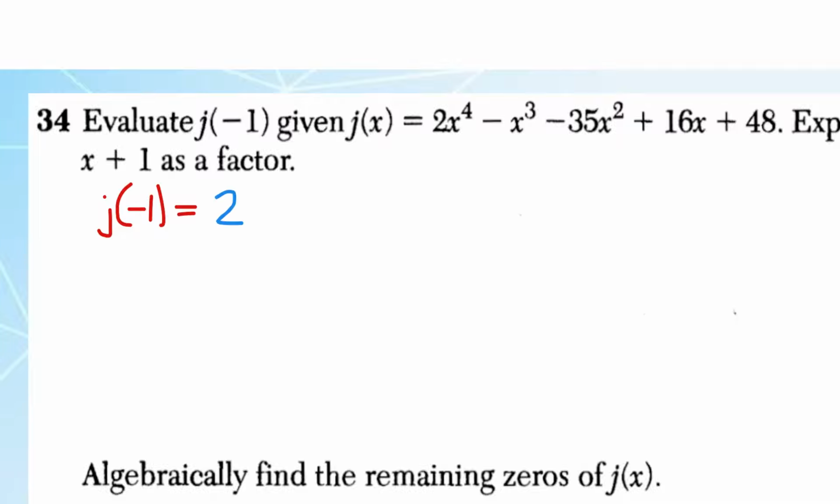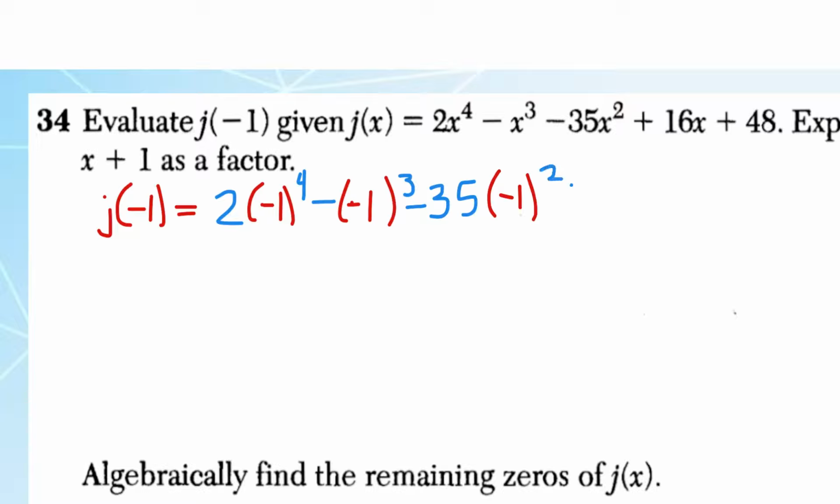2 times negative 1 to the power of 4, minus negative 1 cubed, minus 35 times negative 1 squared, plus 16 times negative 1, plus 48. So you can see basically what I did is I just replaced all the x's with negative 1.